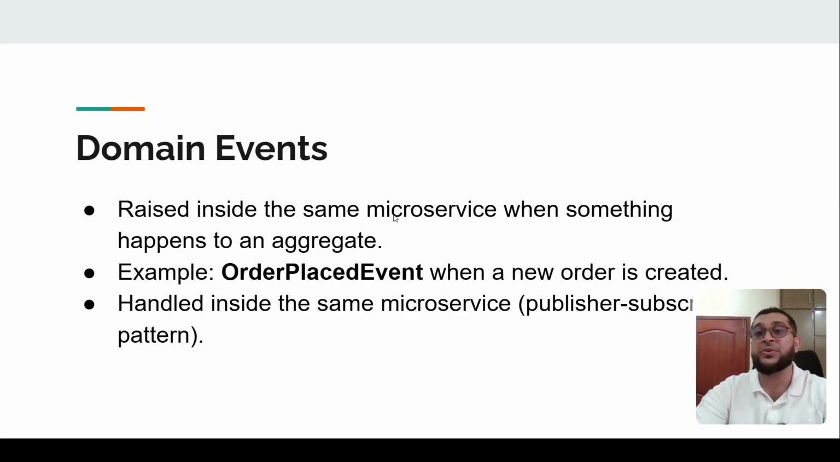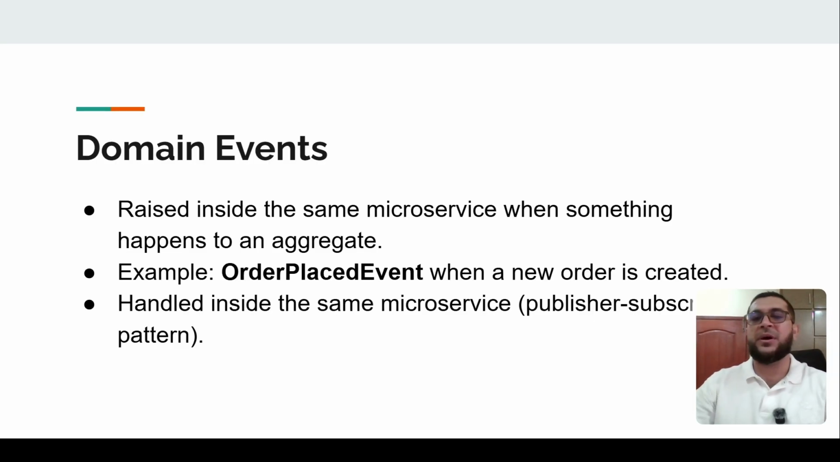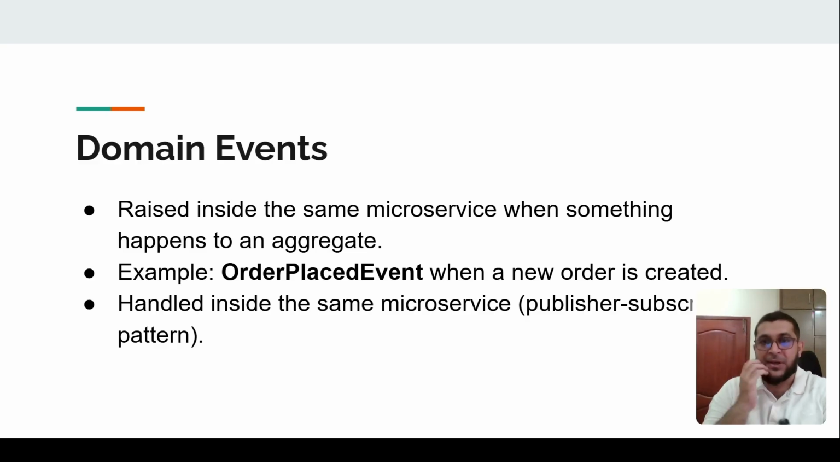Raised inside the same microservice when something happened to the aggregate. When something changed in the aggregate, the command raises the domain event. For example, order placed event. In our example, booking created event, when a new record is created, handled inside the same microservice. So it will be inside the microservice boundary, and it follows the publisher subscriber pattern.